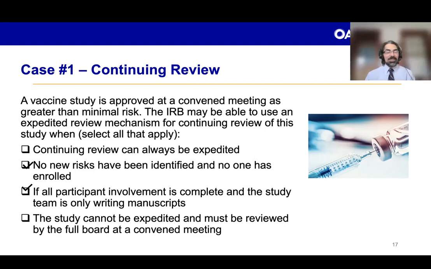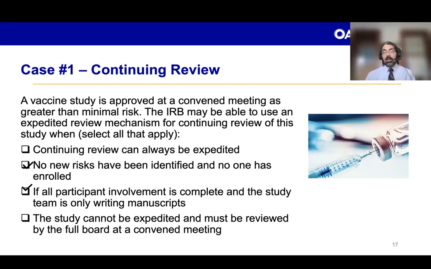It's the second and third options here. So in this fact pattern, we know that we have a previously approved study by the convened board, and it can proceed through expedited review in category 8 in 3 scenarios. And so right off the bat, this makes the first answer choice incorrect because continuing review cannot always be expedited. It has to fit within one of these categories.